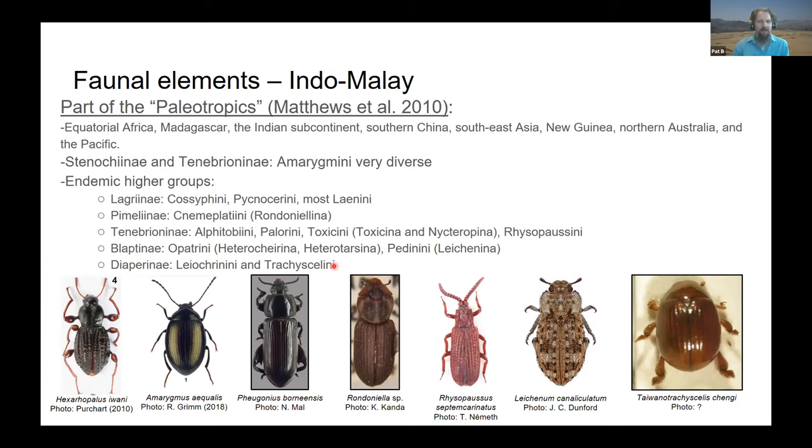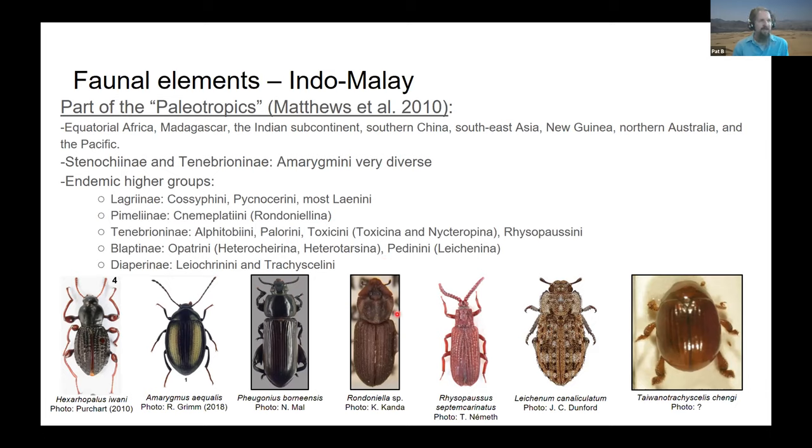And you can see the other ones as well here. And Leiochrinini, the ones that look like coccinellids, and Trachyscelini as well. And I have given examples here, and Lagria is probably one that you would recognize because it's in the United States as well. It's more or less a cosmopolitan beetle.